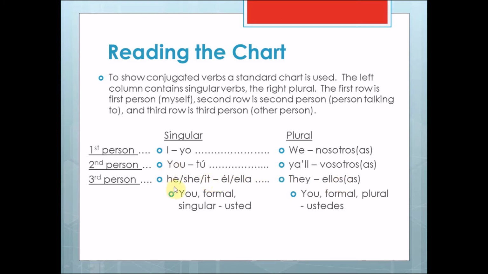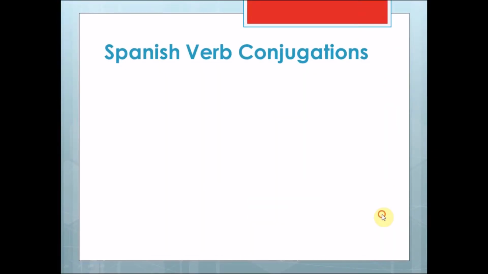Now in Spanish, there's one difference from English. Second person in the second row here is a familiar way of saying you or y'all. This is used when you're talking to your peers, your friends, that you use this form. When you're talking to someone formally, someone in authority over you, you use usted, or singular, or ustedes for plural. The conjugation for usted and ustedes is the same as third person. That's why it's listed at the bottom here underneath third person. So with that, let's go and take a look at how to conjugate verbs in Spanish.